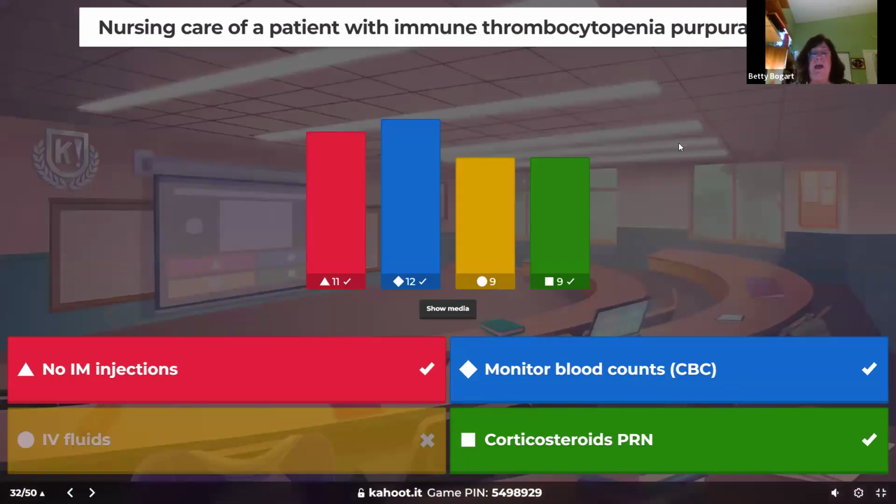They do not need IV fluids. Sickle cell disease needs fluids to dilate the vessels. This is just a lack of platelets. So it's bleeding precautions. No IM injections, monitor CBC, and corticosteroids. IV fluids is sickle cell only.